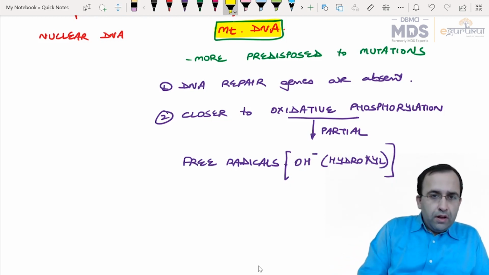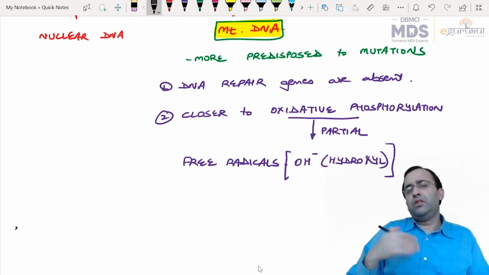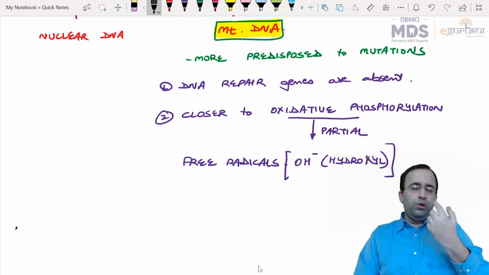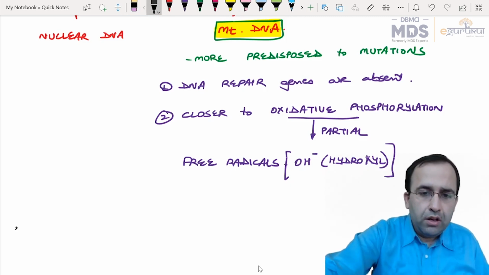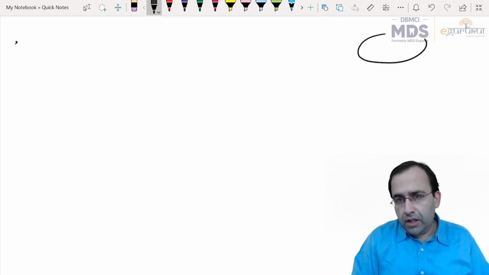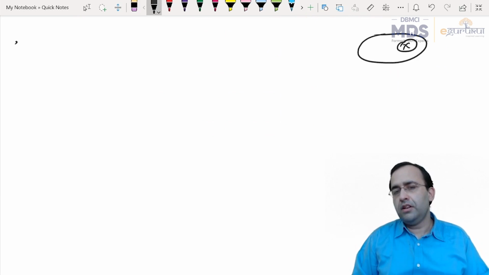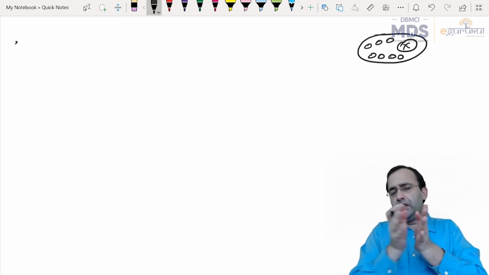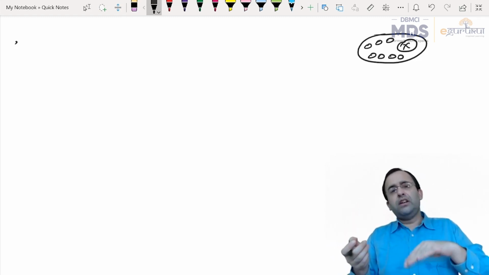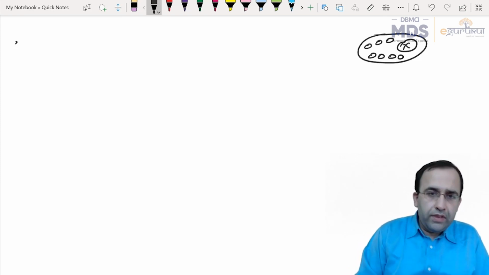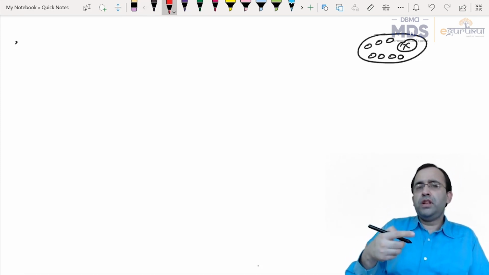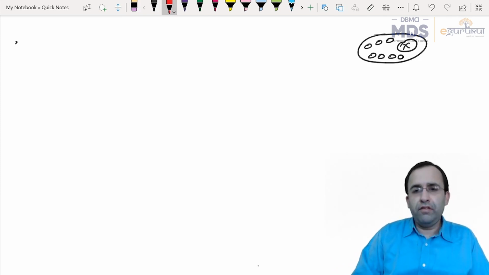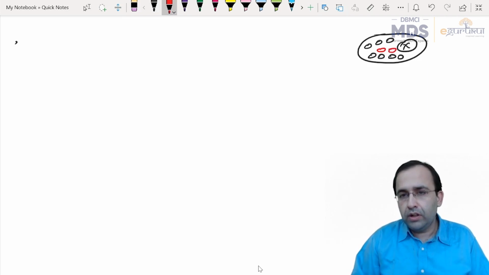First point. Next point. How many mitochondria are present in a cell? Suppose we have any cell of the body. Do we have a single mitochondria or multiple? We have multiple mitochondria. It actually depends on the activity of the cell. If this is the nucleus, we have multiple mitochondria. A very active cell will have 100 to 1000 mitochondria. Less active will have 10 to 100. Next, which was more predisposed to mutations? Mitochondrial DNA.